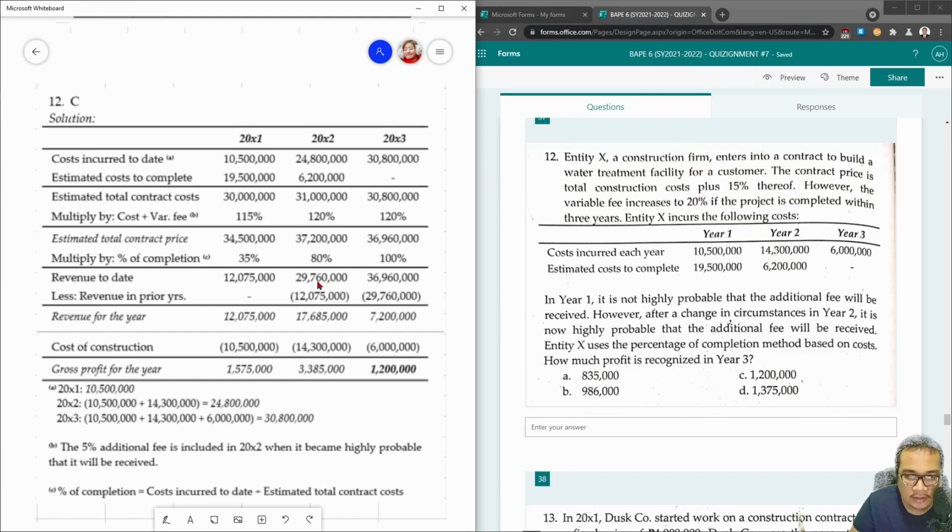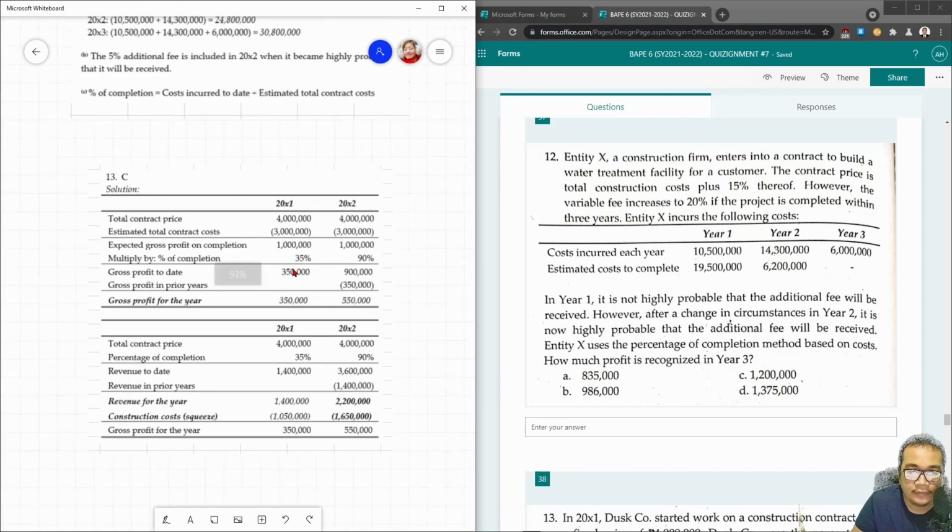So, yun na, revenue to date, same lang. Times 80%, 29,760. Para i-recognize mo lang yung for the current year, tanggalin mo yung previous year kasi, paulit-ulit natin sinasabi since kanina pa, cumulative yan. So, 17.685. And yung minus mo yung cost of construction, 14.3. So, gross profit for the year mo, 20x2, 3.385. Same just dito sa gagawin mo sa number 3, sa 20x3. Diba same just? 24.8 plus 6 million times 120%, etc. Okay, 1.2 million yung iyong profit recognized in year 3. Yeah, basic lang yan.